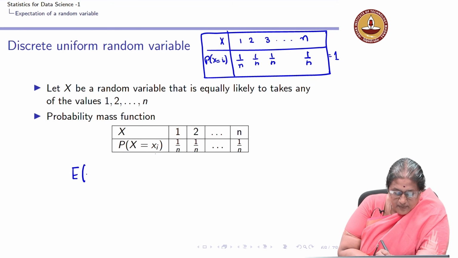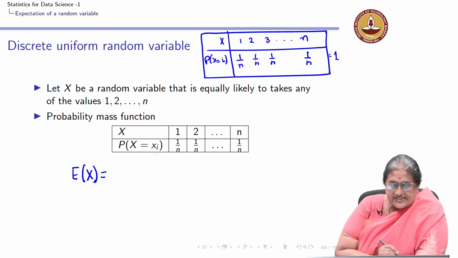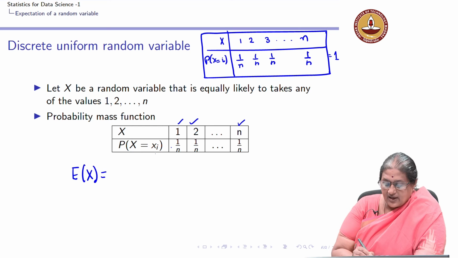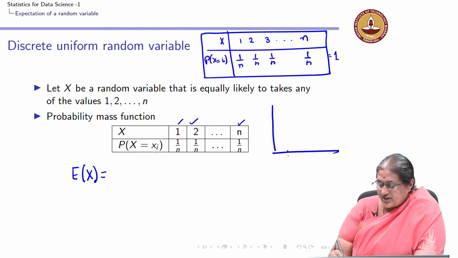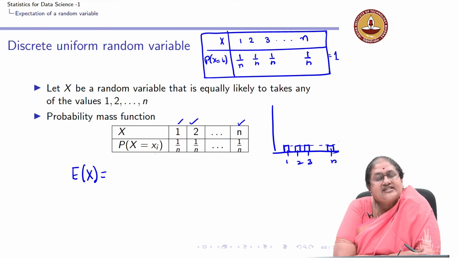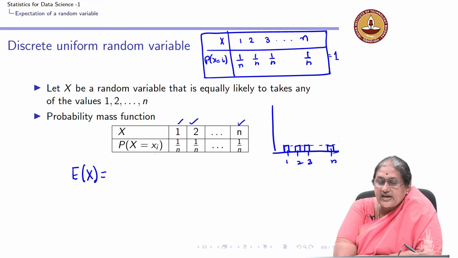What is the expectation of a discrete uniform? It takes discrete values 1 to n with equal probability. So, my probability mass function, if it takes the value 1, 2, 3 up to n, all of them are going to be, so you can see that all the bars would be of the same height, hence it is referred to as a discrete uniform distribution.